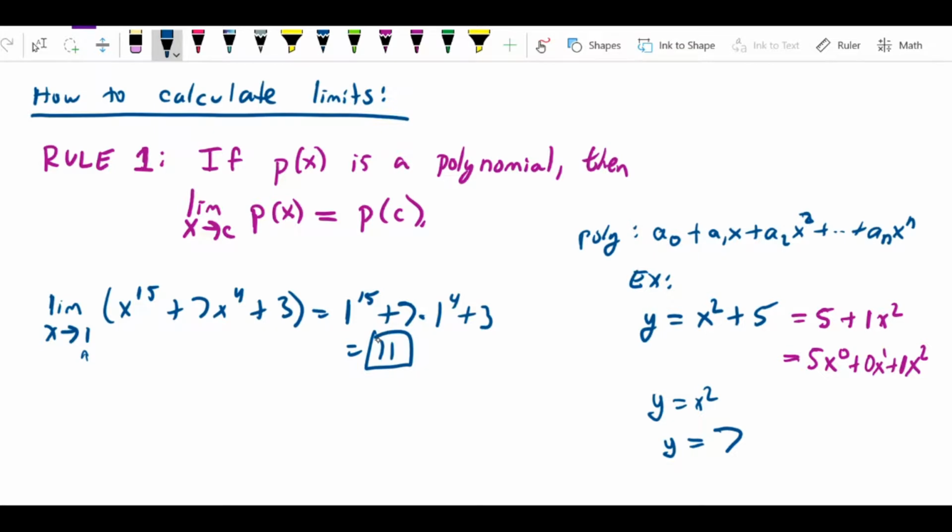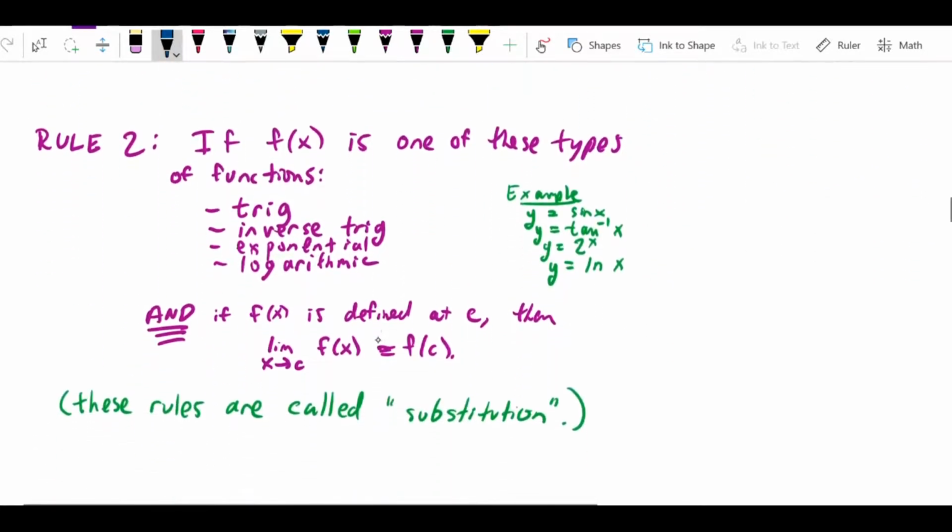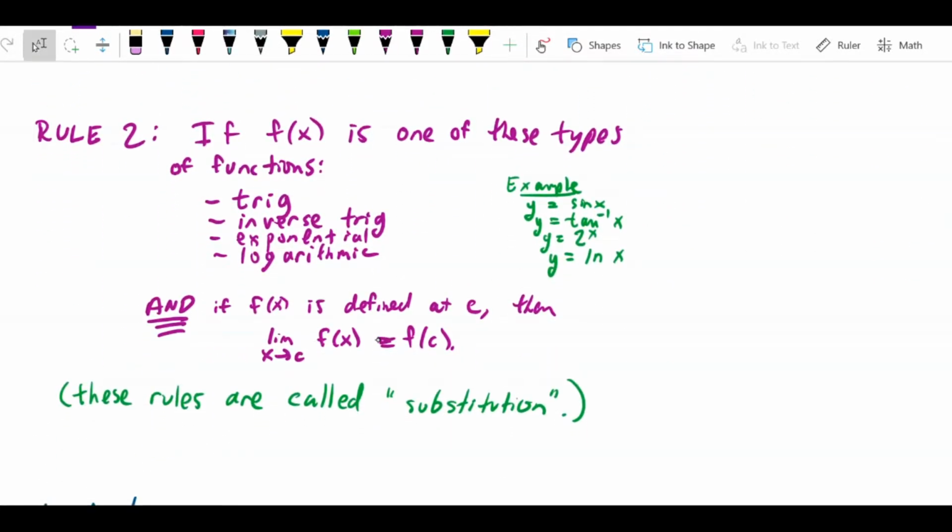So that's rule 1, and it covers a very large number of situations of limits that you're going to be evaluating. Rule number 2 expands this to a wider universe of functions. The thing about polynomials is that they're defined everywhere, so I've got to put in a little bit of a caveat with some of the other functions. If f of x is one of the following types of functions, either a trig function, an inverse trig function, an exponential function, or a logarithmic function, and if f is defined at c, then we can do the same trick. We can just replace x with c in the original expression.